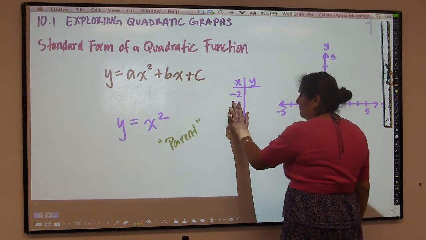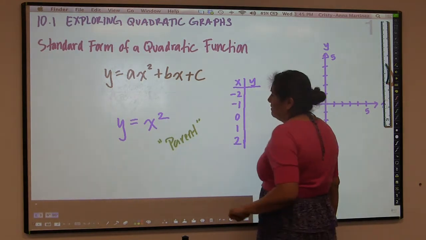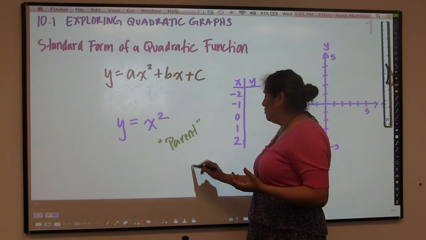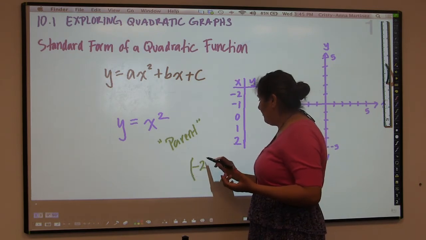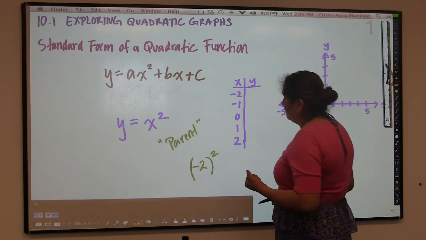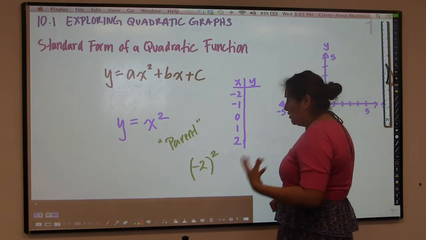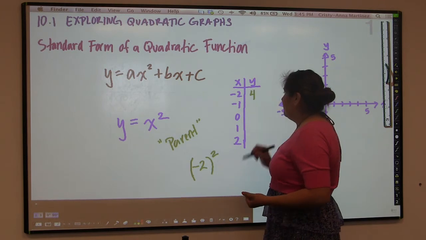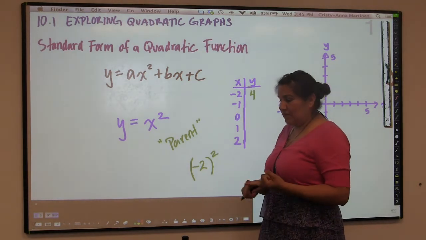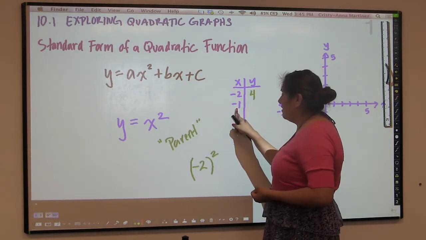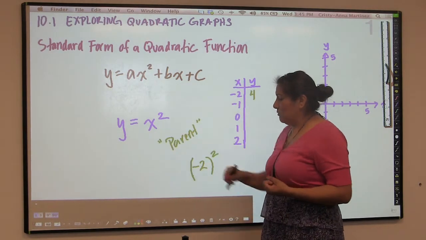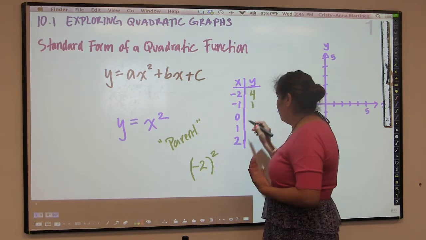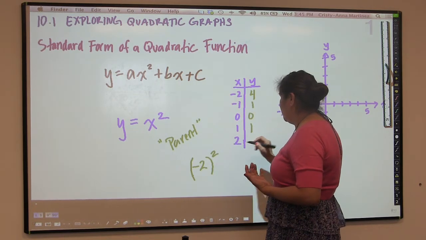So I'm going to use -2, and if I plug it into this, you've got to be careful that when you have -2, if you're going to use the calculator, you want to make sure that you put it in parentheses, like this, (-2) squared, because if you don't, the calculator will tell you the answer is -4, and it's not -4, it's actually +4. And that should make sense because -2 times -2 is +4. And then -1, if I plug that into x, would be -1 times -1, which is +1. 0 times 0 is 0. 1 times 1 is 1, and 2 times 2 is 4.